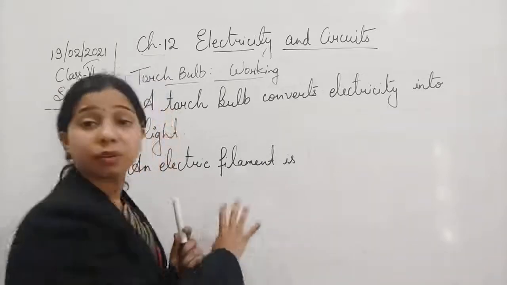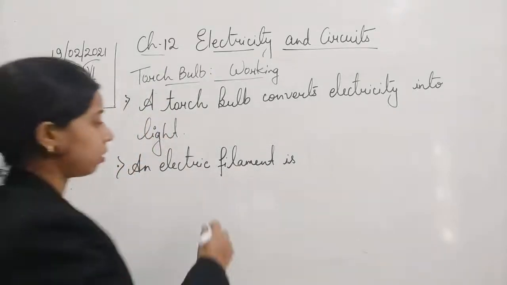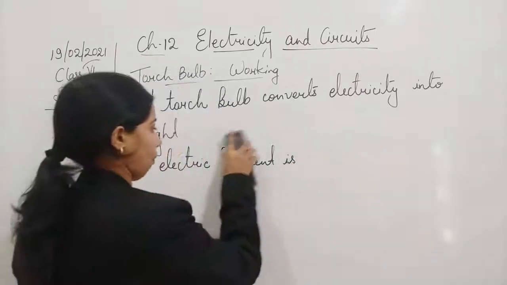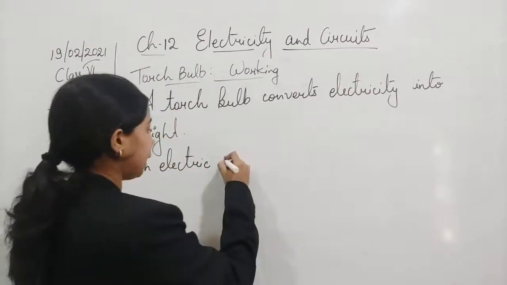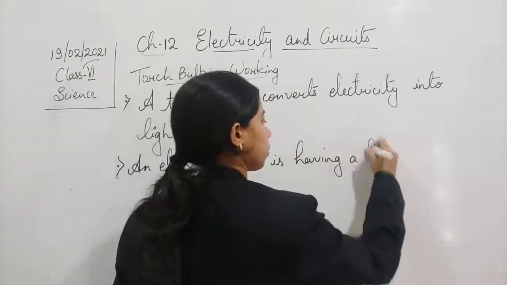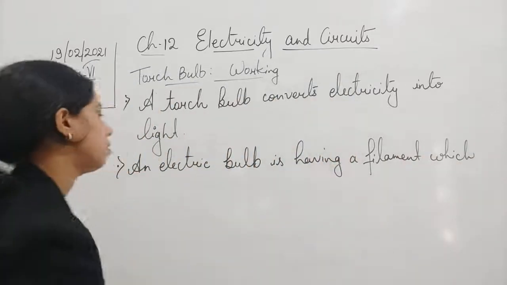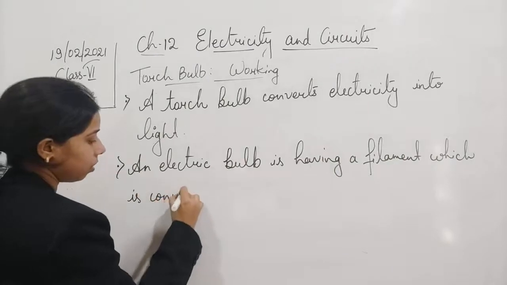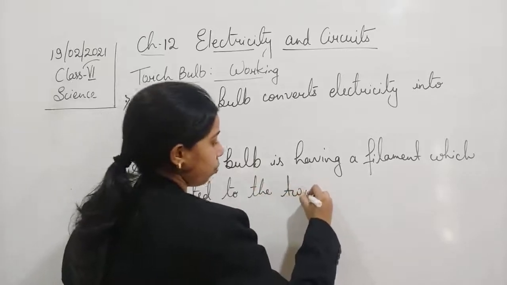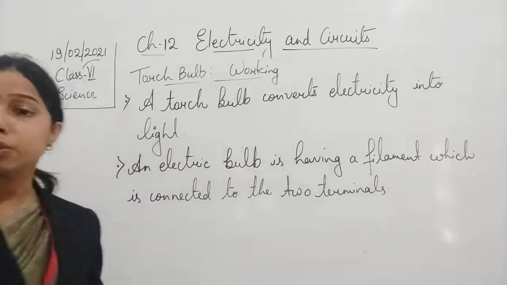So we can say that an electric bulb is having a filament which is connected to the two terminals.